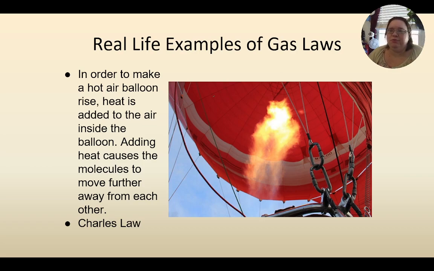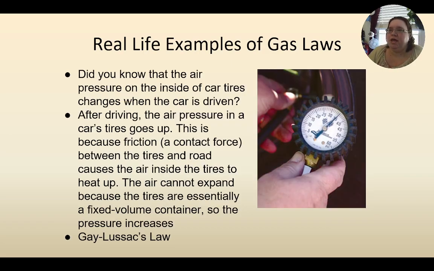Charles's law has the pressure held constant. With the balloon, it's atmospheric pressure, but his law talks about temperature and volume. Another example, this would be Gay-Lussac's law.